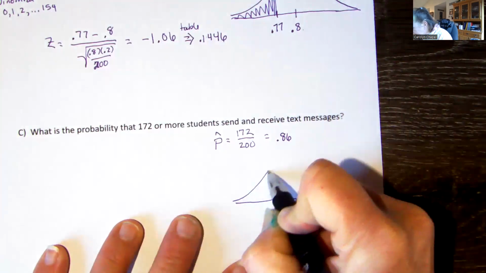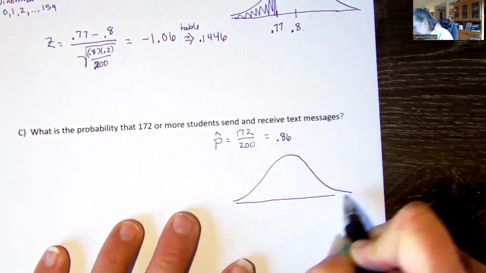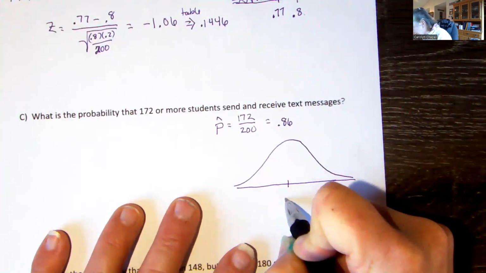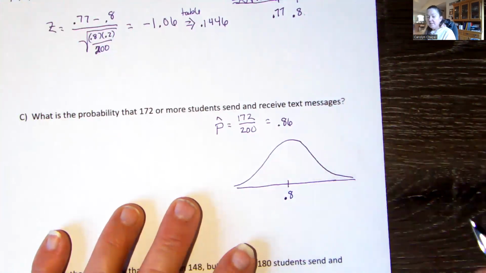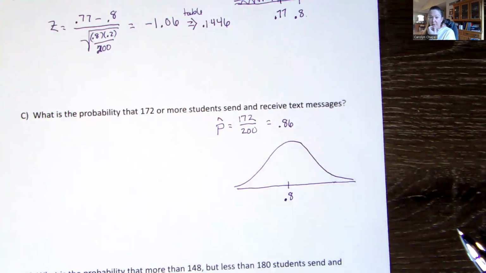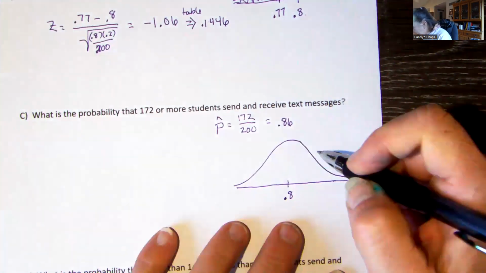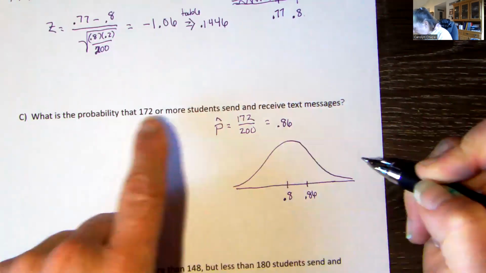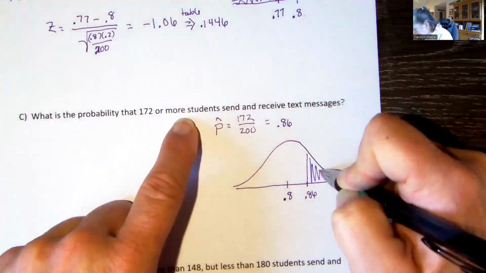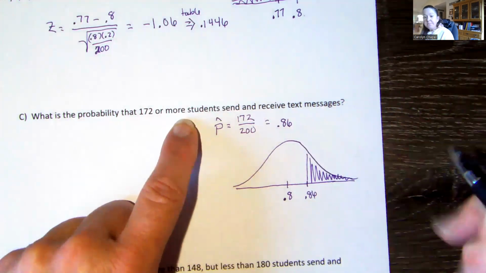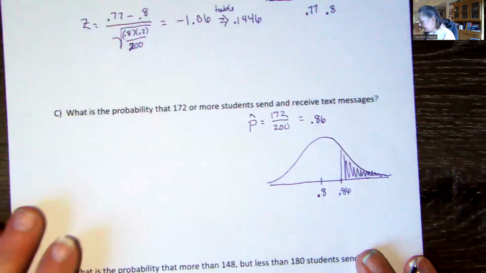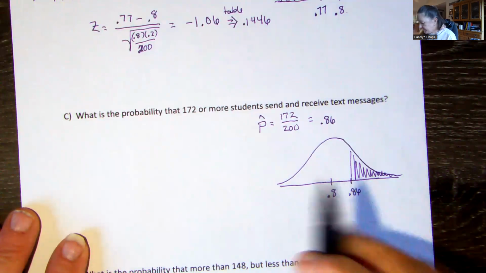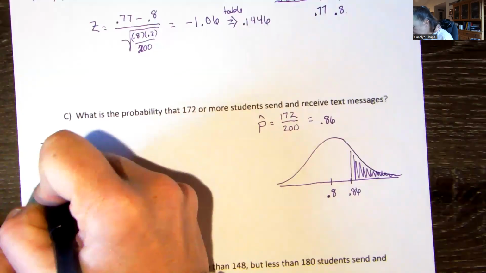I like to draw my little pictures. So again, we are working with an approximately normal, or close enough to normal that we can use it. So centered at the mean, which in this case is that 0.8 that they talked about in the beginning. And we're going from 0.86 or more. So we're going this direction. 0.86 or more.